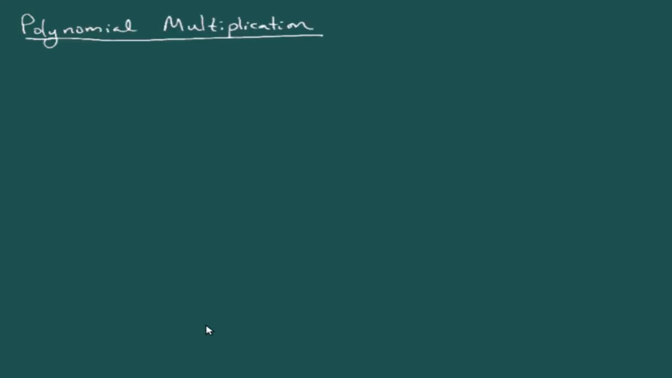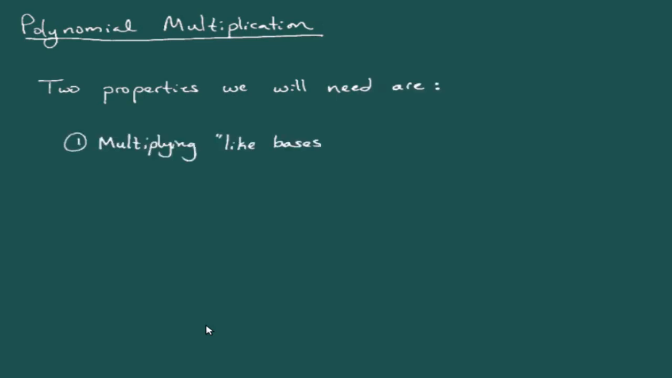Now in this video we'll be talking about polynomial multiplication. Two of the properties that we need when we're talking about multiplying polynomials are multiplying like bases and the distributive property. First of all, for multiplying like bases, if you have something that looks like x to the n power times x to the m power, then that's really just x to the n plus m power.